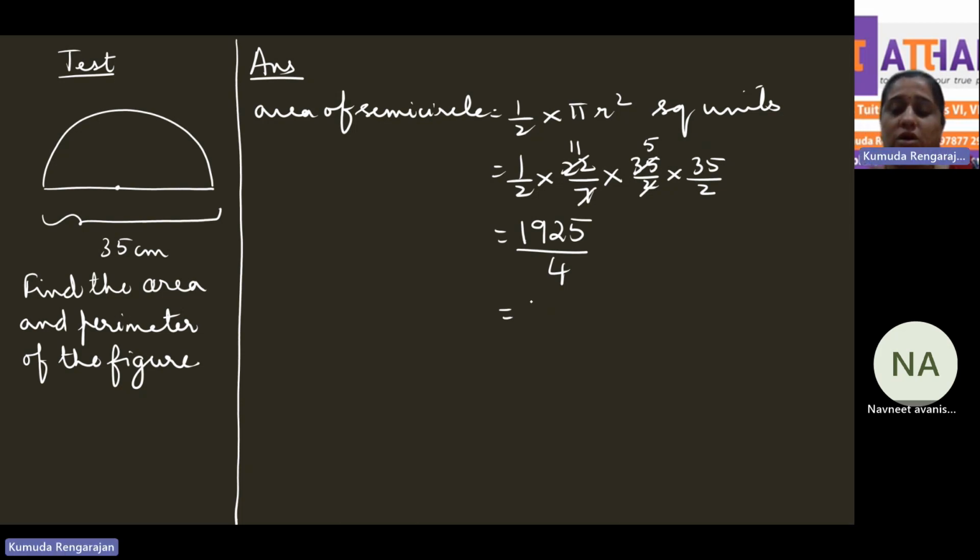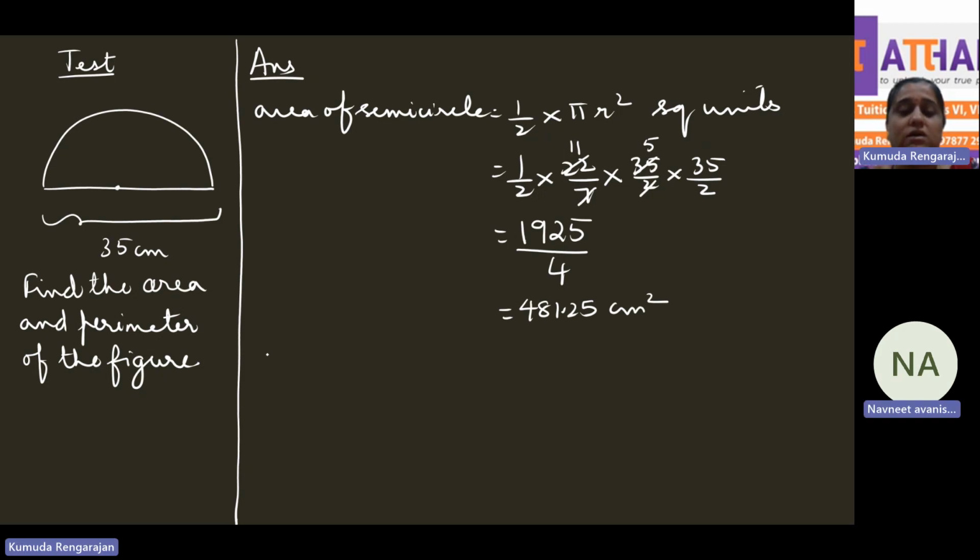Okay, you're taking a longer time. Yes, Navneet, what's your answer? Ma'am, the answer is 481.25. Correct. 481.25 units, centimeter square.